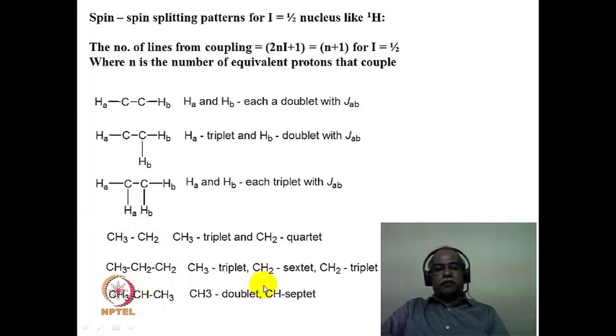Similarly, if you have a doublet and a septet, septet is a 7-line pattern, you come to the conclusion that there is a structural element which corresponds to an isopropyl group. Only an isopropyl group will give you a doublet and a septet. Doublet for this methyl group because it is split by the CH, and septet is for this hydrogen because it is split by 6 equivalent hydrogens of the methyl group in the system.